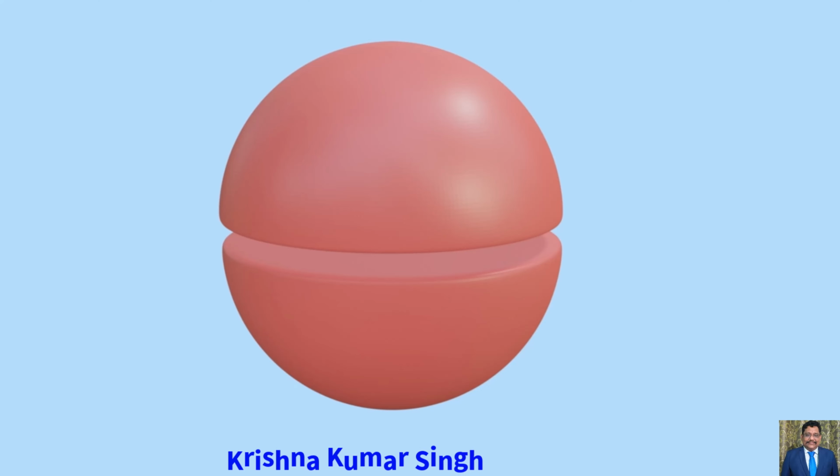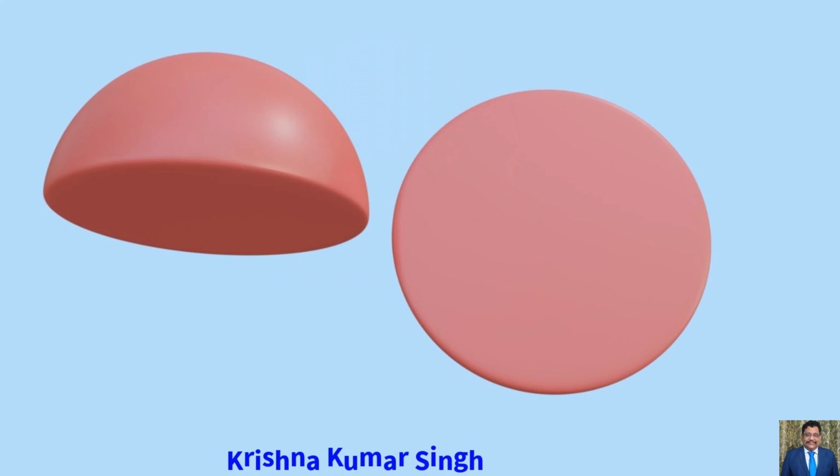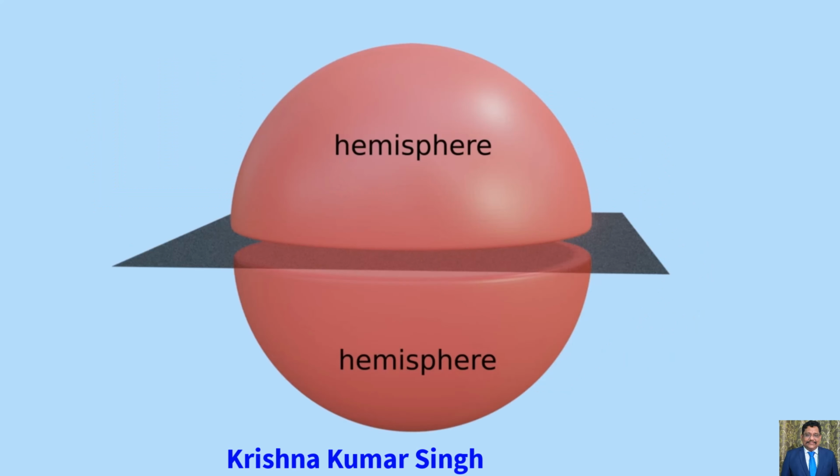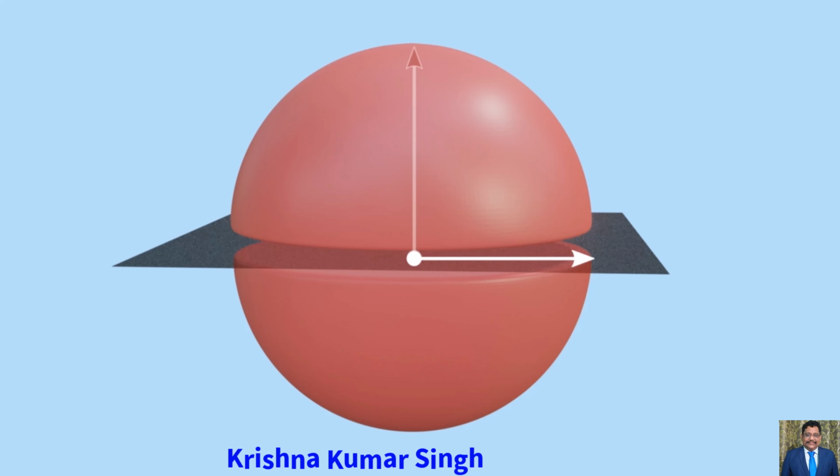Now, there are a few things that we must know about the section of a sphere, and they are as follows. When a sphere is cut by a plane, the true shape of the section is always a circle. Another important thing that we should know is, if a cutting plane passes through the center of the sphere, then the two sections obtained will be hemispheres, and the radius of the obtained hemisphere is the same as its height.